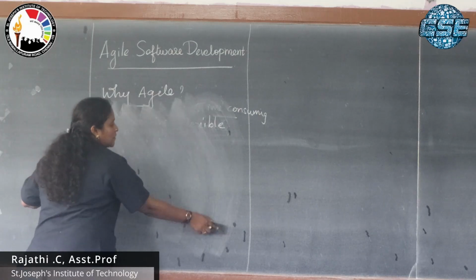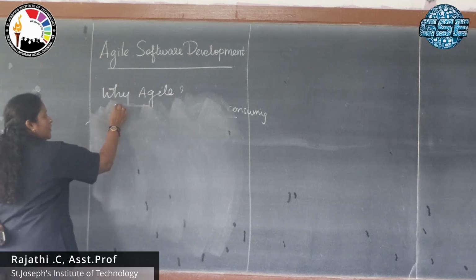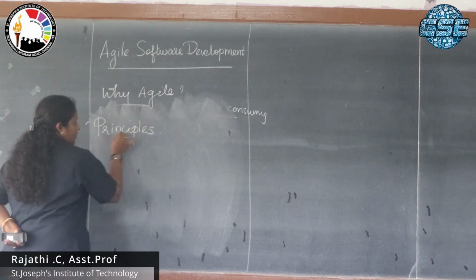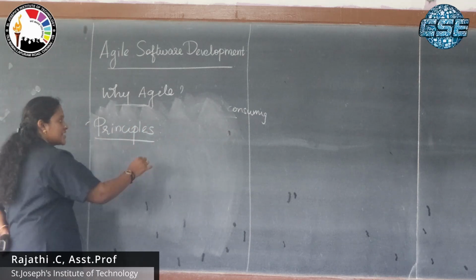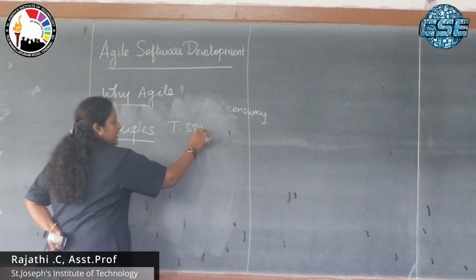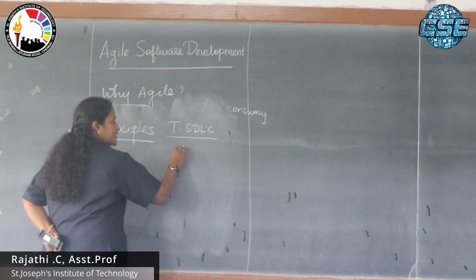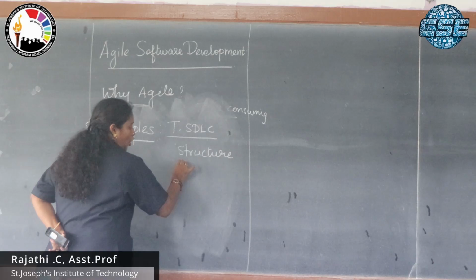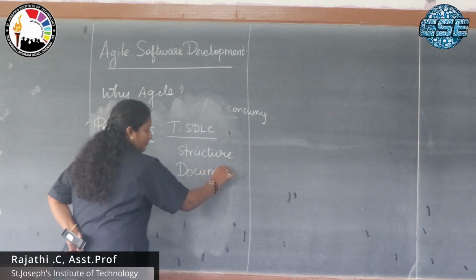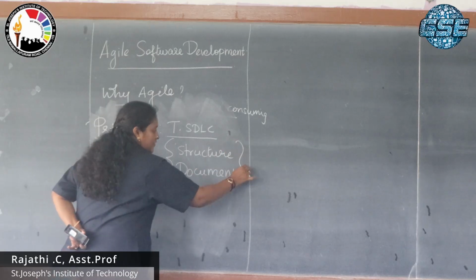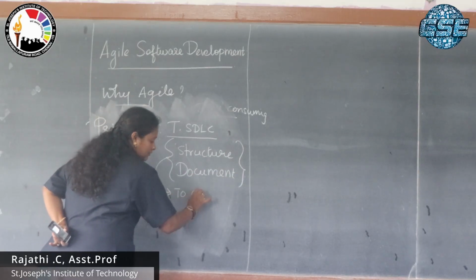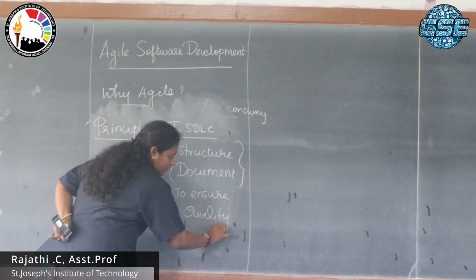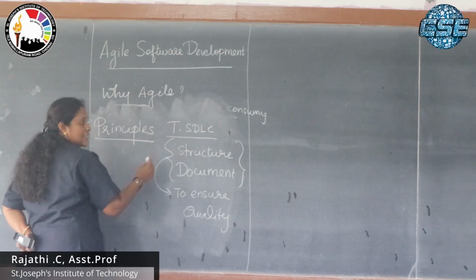What are the principles involved in Agile? First, the principles of the traditional SDLC. The traditional SDLC mainly focuses on structure and documents. The purpose of this is to ensure the quality of the software. This is the traditional SDLC principle.